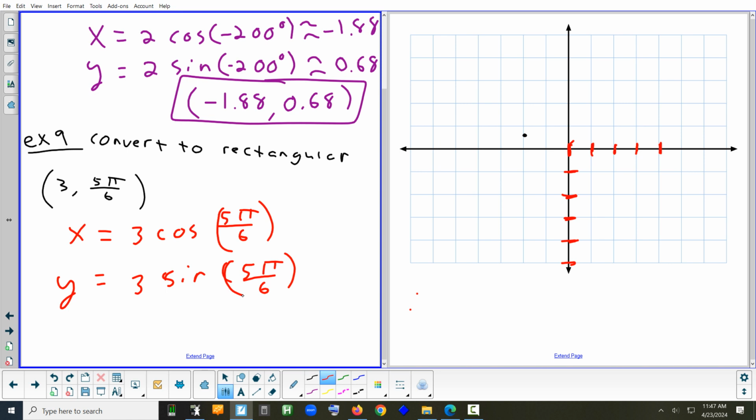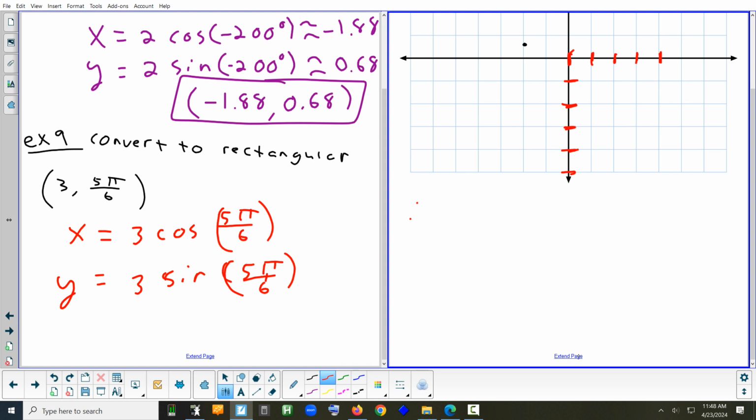How much? 75. No, not 150. Pi over 6, that's 30. So 30 times 5, 150. 150 is a multiple of what number? Well, it's a multiple of a lot of numbers, but it's a multiple of what number that we talk about in the unit circle?